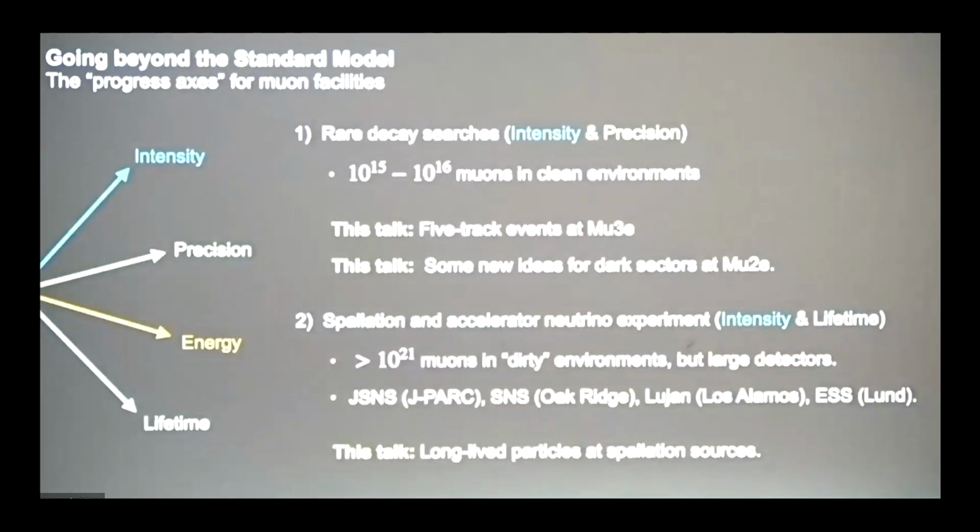So in making progress, one can think about different axes. The first one would be intensity. We're seeing the number of muons and just sheer proton beam power going up, and expect that to rise more and more in the future. So that's just a great thing to do. Precision through experiments like g-2, but also through experiments like mu3e, where the precision comes from the fact that you get very low background, very precise measurements, high resolution detectors.